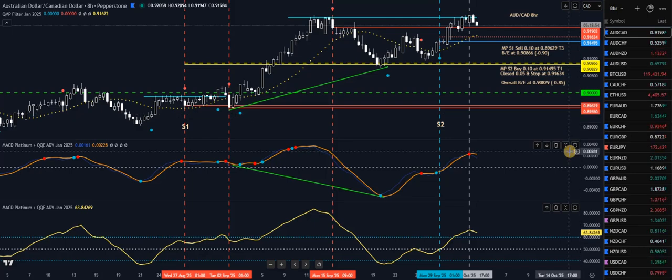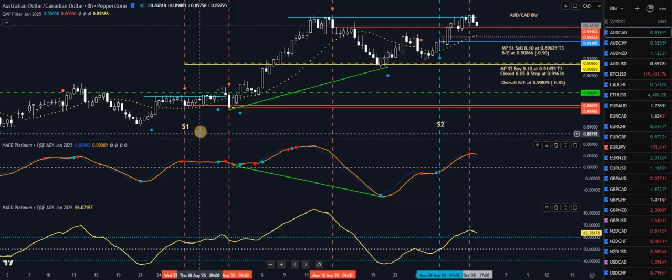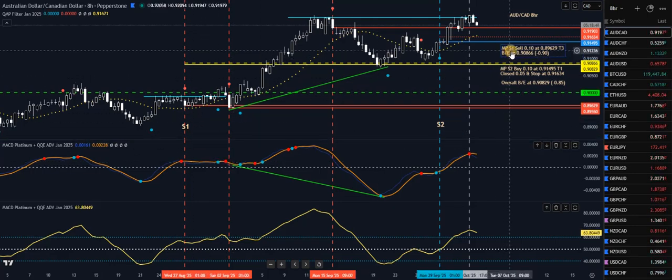It's a good one that can confuse you to start with. Took a sell back here. This is my first sell, so S1 is my sequence. You look up here, MP, which is MACD Platinum, sequence 1, sell. I'm on trade 3, so there's 1, 2, 3. They increase in trade sizes, so the first one's 0.1, 0.2, 0.3.